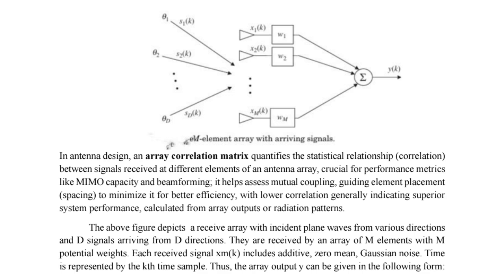The above figure depicts the receive array with incident plane waves from various directions, and D signals arriving from D directions. They are received by an array of M elements with M potential weights. Each received signal xm of k includes additive, zero mean, Gaussian noise. The time is represented by the kth time sample. For example, x1 of k means the k value represents the time sample.